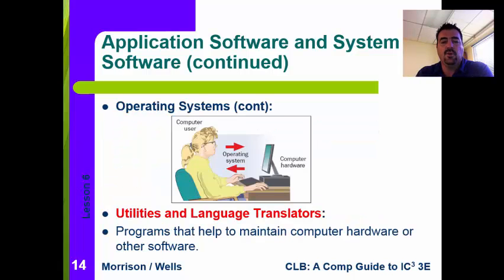Okay, and here's just a quick picture of what an operating system looks like graphically, and it shows you that it's the interface. The utilities and language translators, these are basically programs that help maintain the computer hardware and other software. Bottom line is that it's usually a lot of code. It's going to take our input, translate it down, and then make the computer function according to what we need it to do.